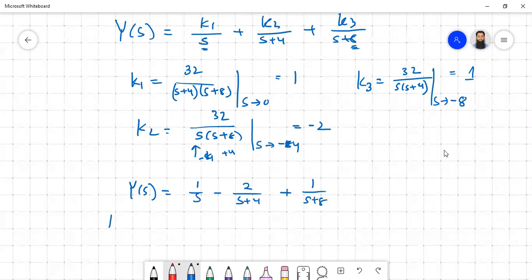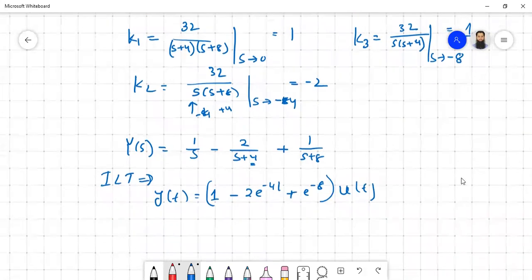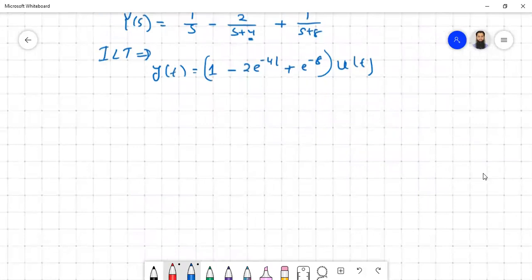So inverse Laplace transformation will give you y(t) equal to 1 by s, which is nothing but 1 unit step. So minus 2, this is the delay, e to the power minus 4t. Then you have plus 1, e to the power minus 8t. And with the whole thing, you have u(t). But as you know, u(t) will always be there, so you can actually omit the values in advance. In the later chapters, we are going to see that most of the time we actually don't put u(t).